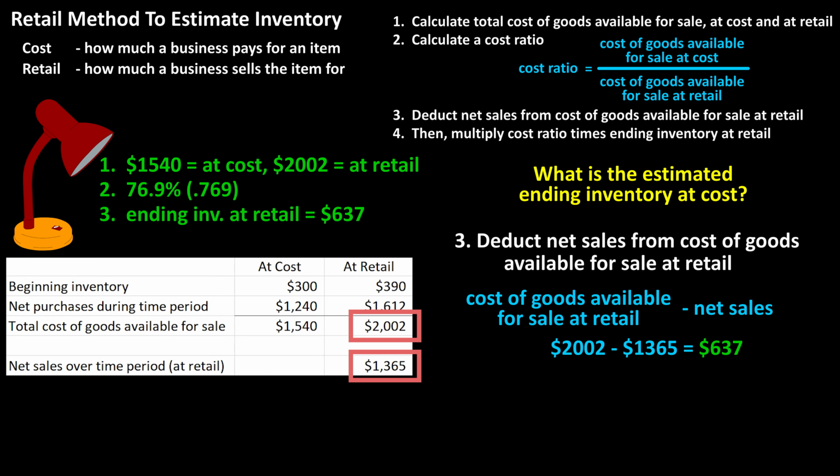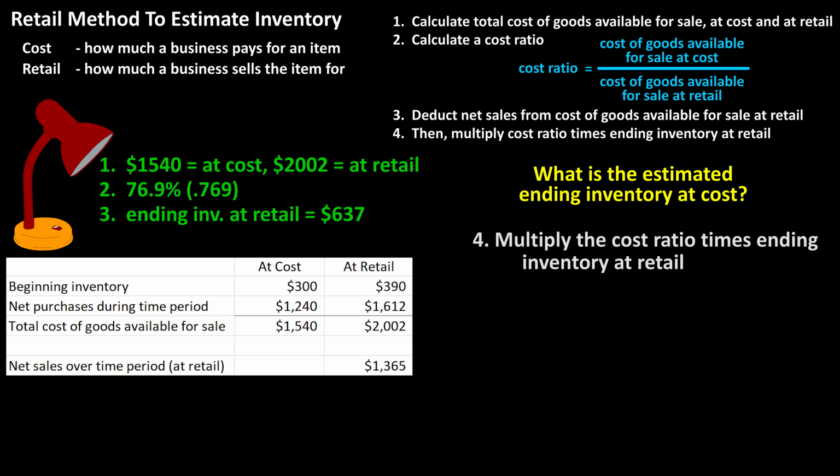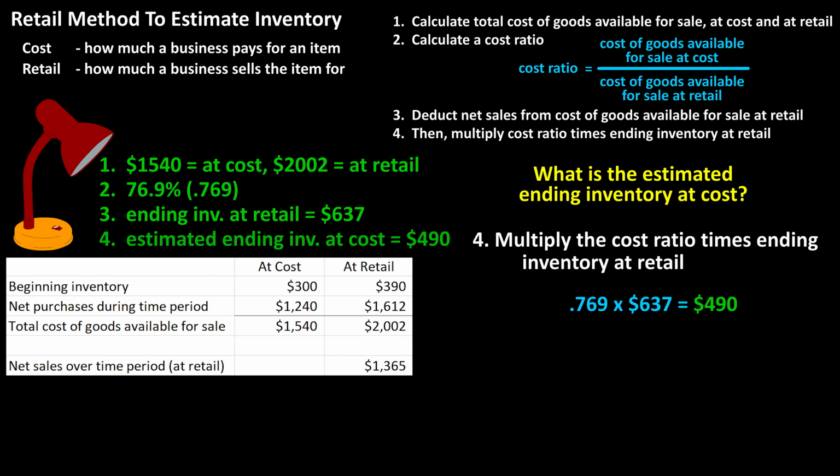step 3 is complete. Step 4 is to multiply the cost ratio times the ending inventory at retail, so we have 76.9% or 0.769 times $637, which equals $490, and this is the estimated inventory at cost, and step 4 is complete. In closing, this is a way that a business can estimate their ending inventory at cost, rather than physically going through and counting each and every item.